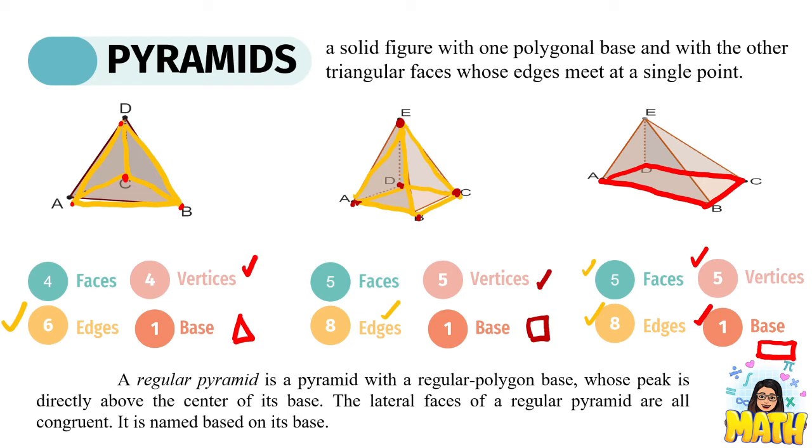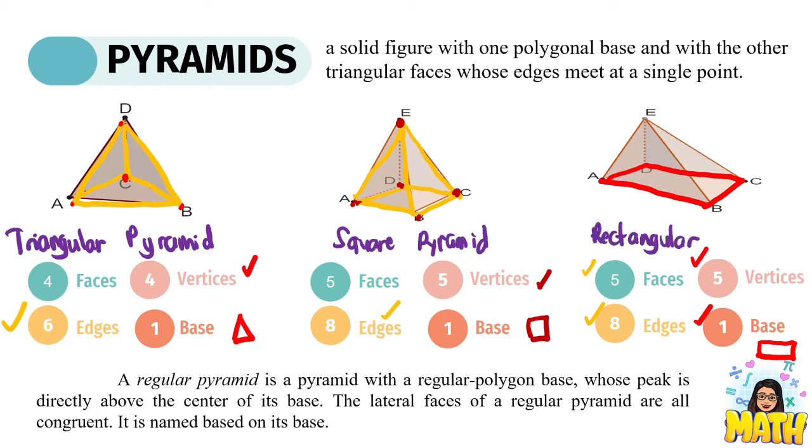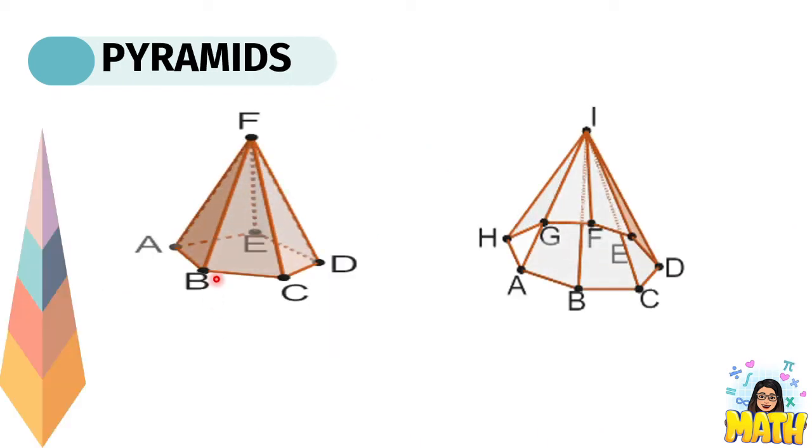So, for the first one, since we have a triangle base here, we call it triangular pyramid. For the second one, we have a square base, a square pyramid. While for the last one, we call it rectangular pyramid. So, madali lang naman pangalanan kasi titingin lang tayo sa shape ng kanyang base. We also have more examples here.